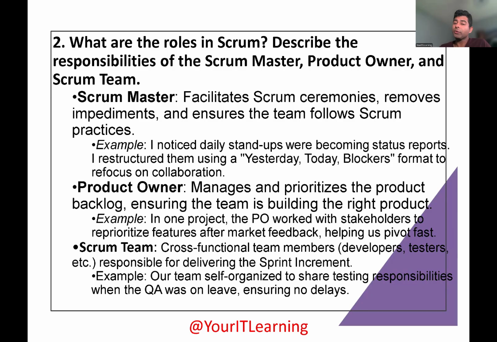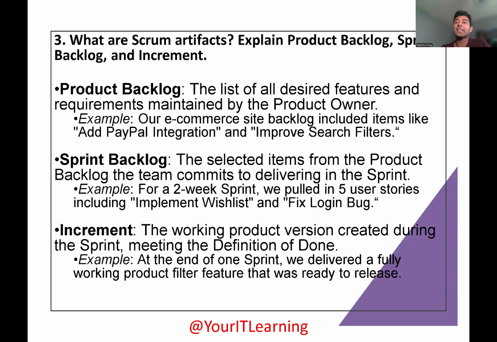Scrum team, cross-functional team members. It will consist of developers, testers, responsible for delivering the sprint increment. So Scrum teams also have business analysts, architects, product owners, developers, QA testers. So all these people are part of the Scrum team. Example, our team self-organized to share testing responsibilities when the QA was on leave, ensuring no delays. So there's quite good collaboration between teams as well, or we'll say team members.